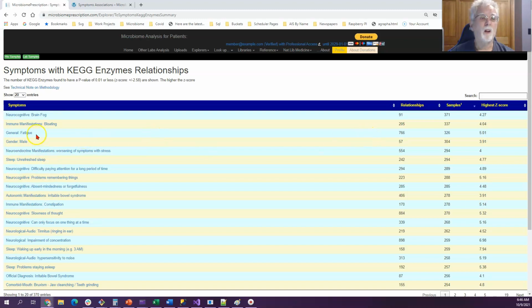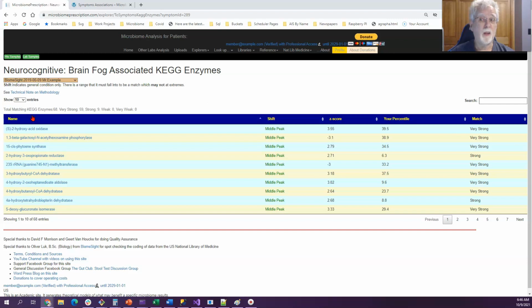Now over to key enzymes. Again, we go through here and we have 91 relationships. In other words, not as high a number as bacteria, but in the same ballpark or less. And here we have an astounding, literally astounding match saying, hey, this pattern matched 59 times very strong, and strong was 9.